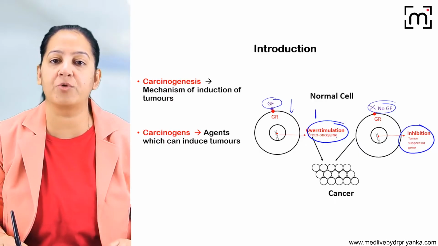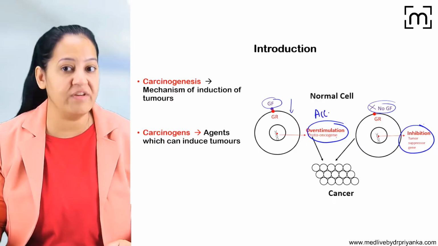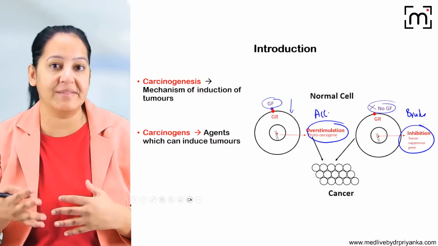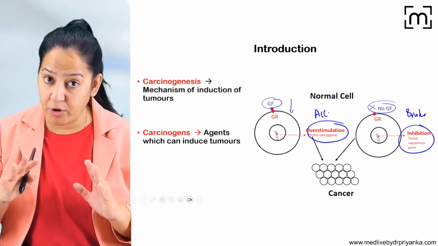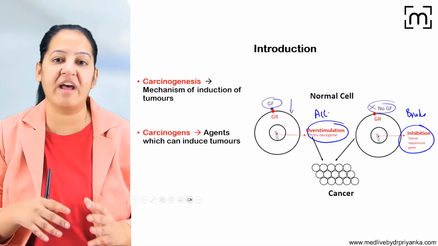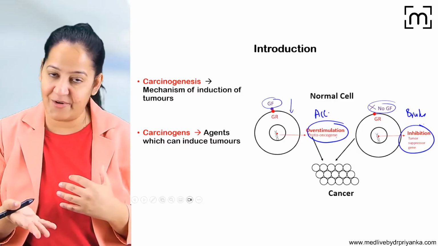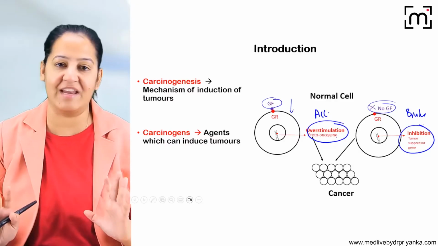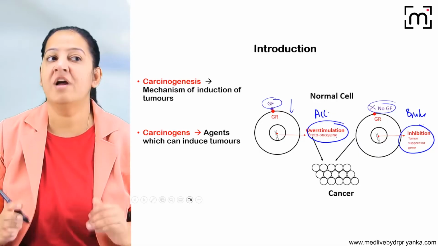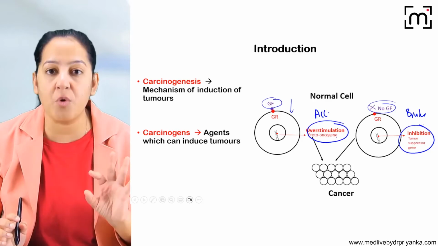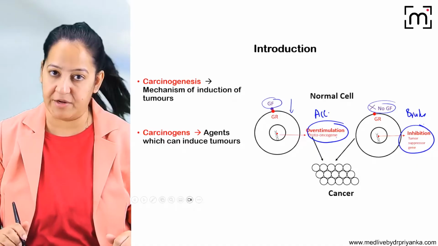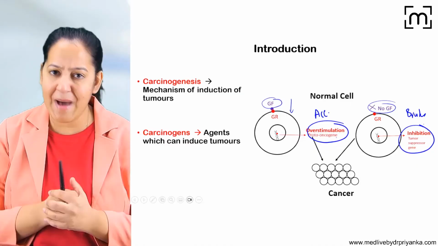I always call the proto-oncogene the accelerator, and the tumor suppressor gene the brake. If you are driving a car and want to increase the speed, you apply the accelerator. If you want to reduce the speed or stop the car, you apply the brake. So your speed is under control. The same happens in the body. Whenever the body wants to do cell division, the proto-oncogene comes into role. Whenever the body does not want cell division, the tumor suppressor gene comes into role. These are both normal genes and there is a balance in the body.